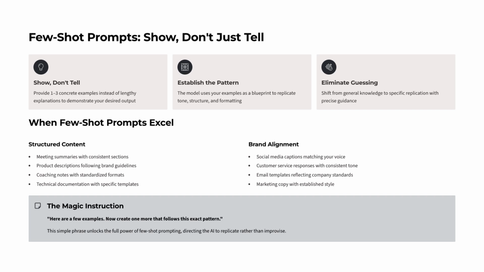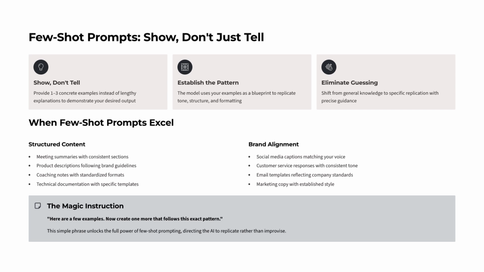Instead of relying on the model's general knowledge, you show it 1, 2, or 3 samples that demonstrate the pattern, tone, structure, or style you want it to follow. This approach dramatically increases consistency because the model isn't guessing anymore. It's imitating the specific format you've shown it. Think of few-shot prompting as giving the model training wheels. You provide a couple of examples, and the model uses those examples as a blueprint to create the next one.